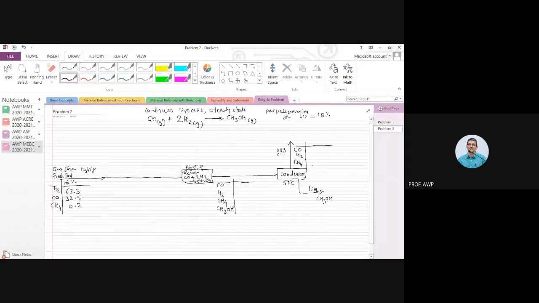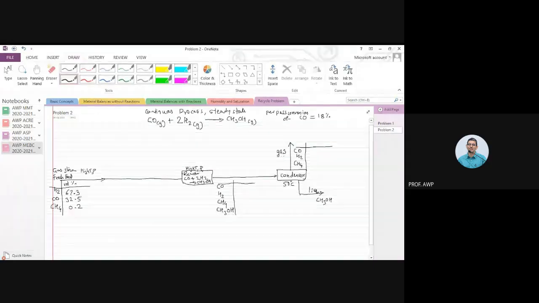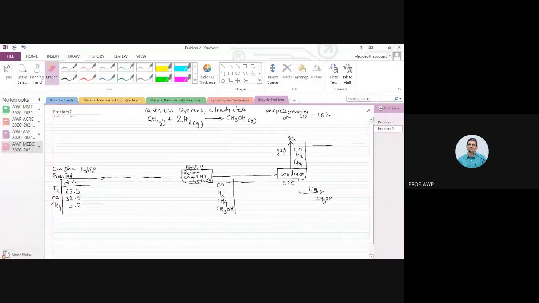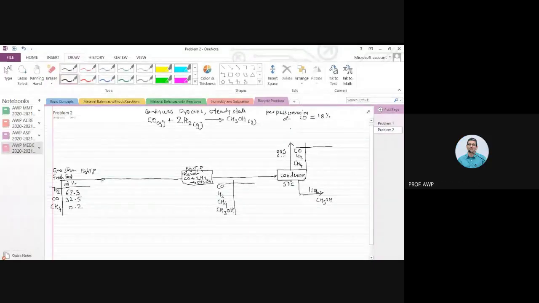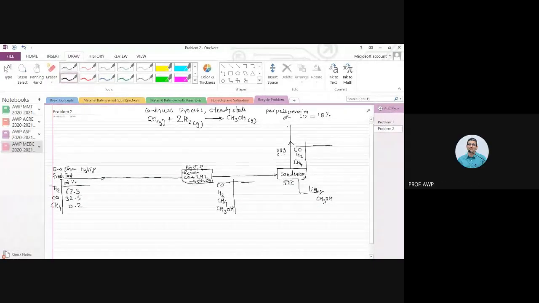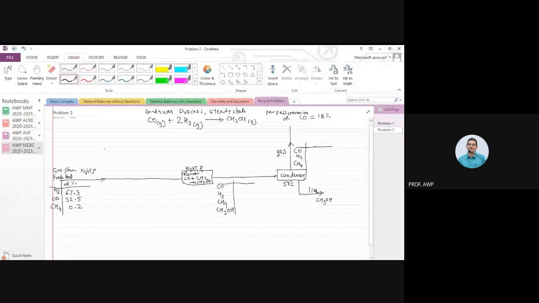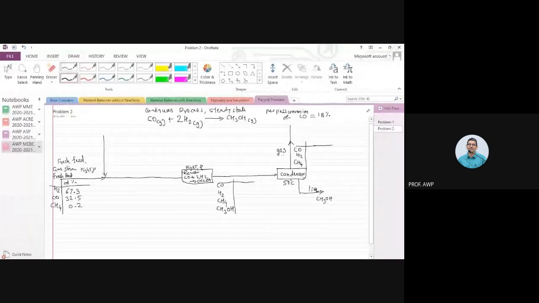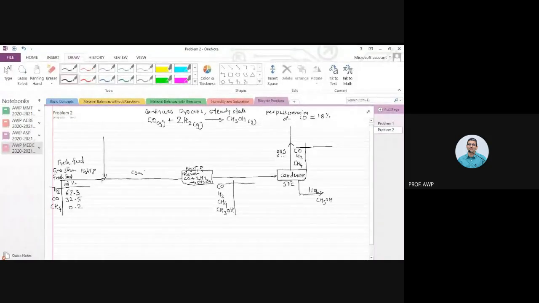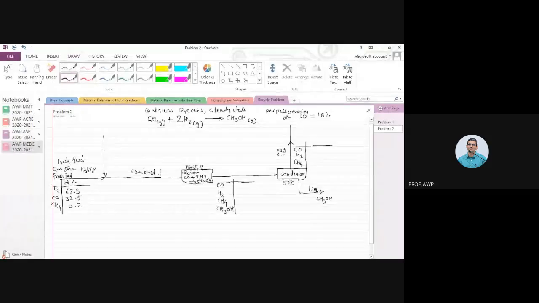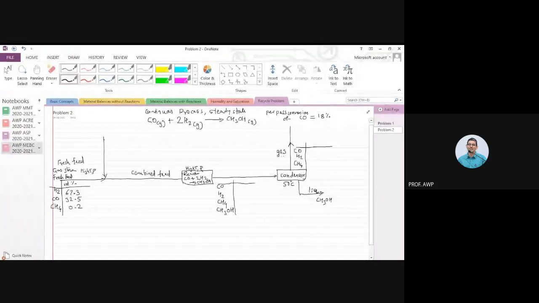Okay. What do you think we are going to do to this gas stream? Recycle. All right. And mix with the fresh feed. So this is your fresh feed. This is your combined feed. We are going to mix them.